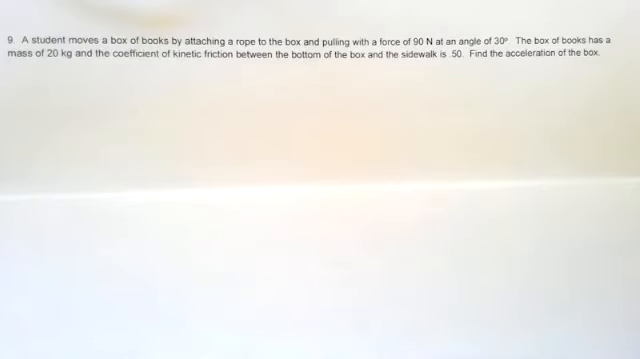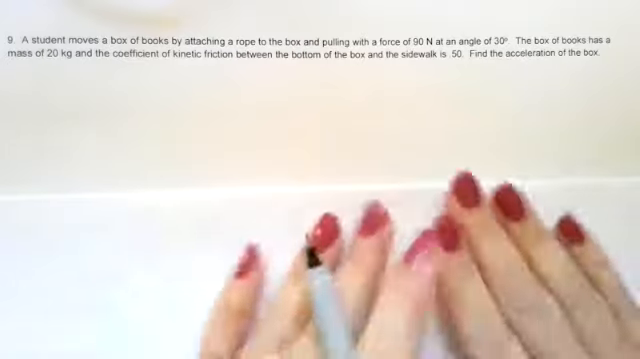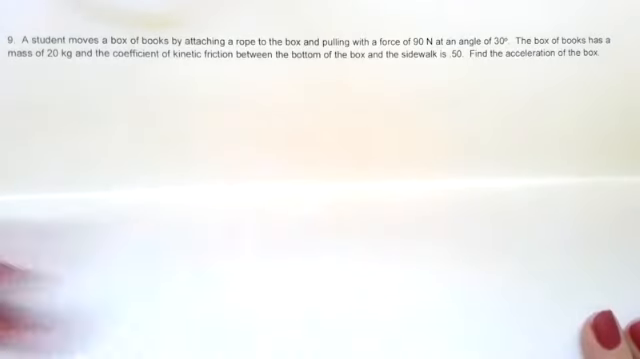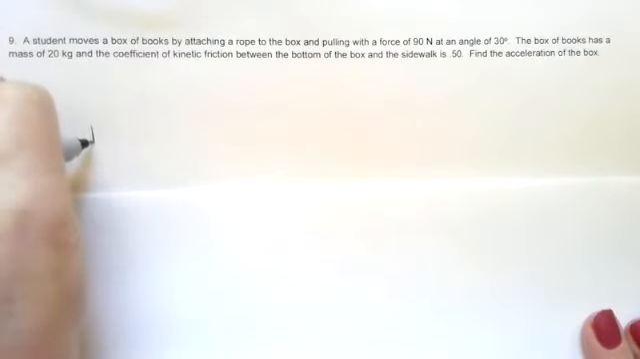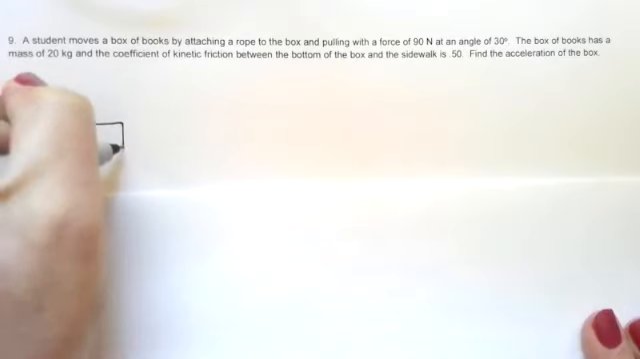The next problem: a student moves a box of books by attaching a rope to the box and pulling with a force of 90 newtons at an angle of 30 degrees. The box of books has a mass of 20 kilograms and the coefficient of friction between the bottom of the box and the sidewalk is 0.5. Find the acceleration of the box. All right, so we have a box on a surface, and I'm going to give myself plenty of space for my free body diagram.